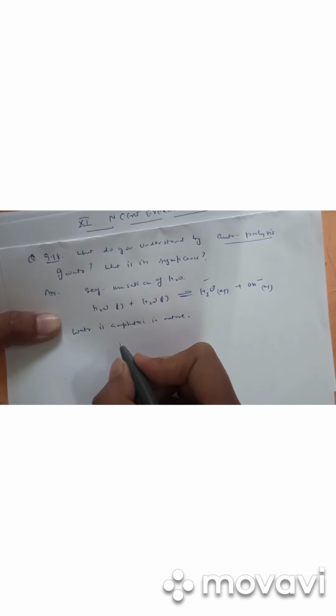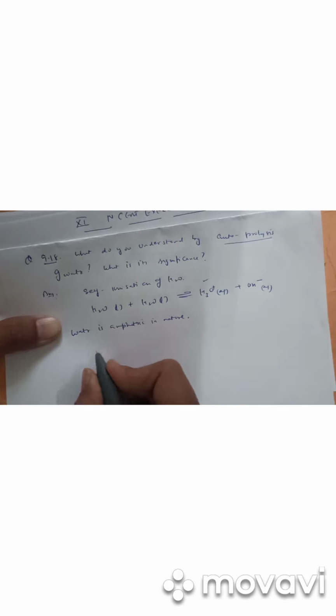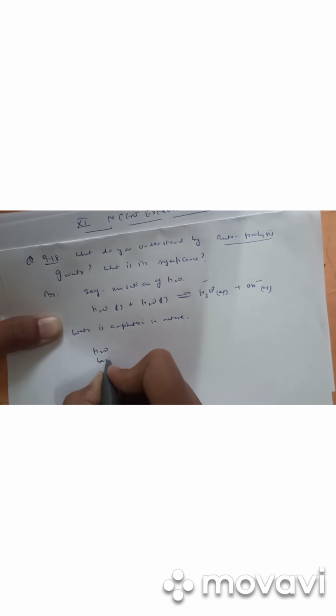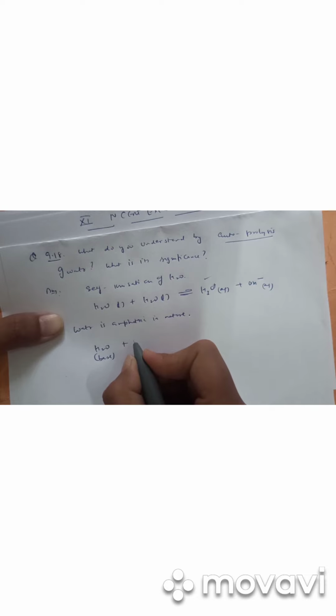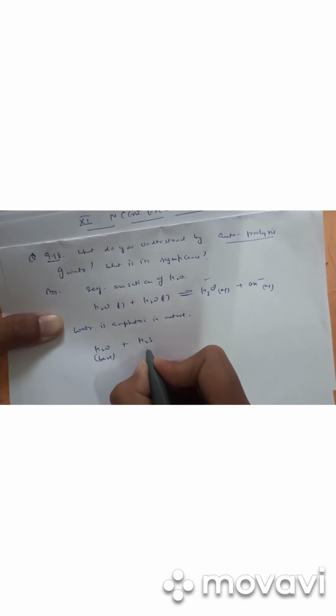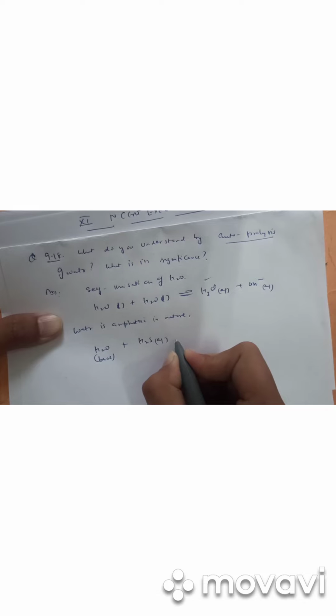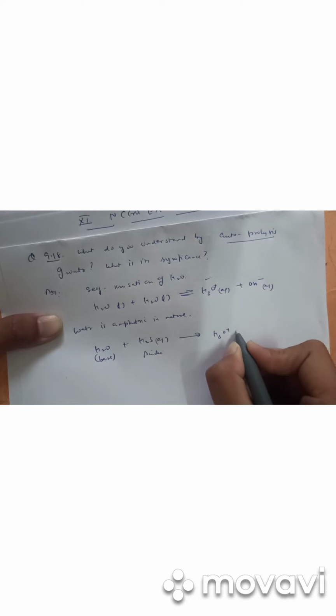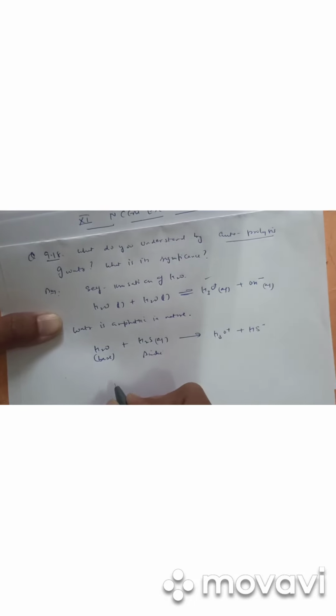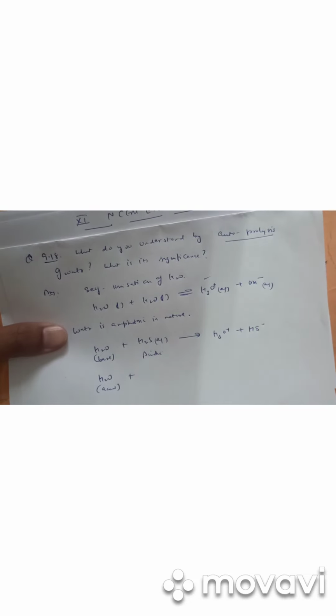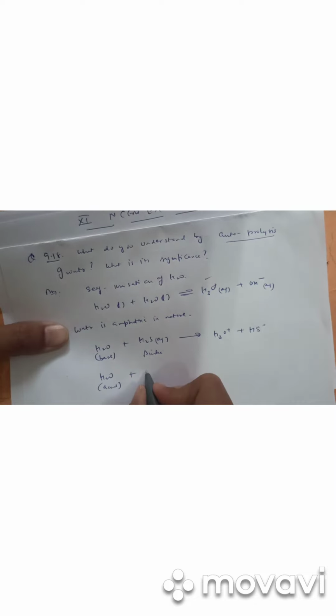it reacts both with acid as well as base, and it behaves as a base when it reacts with a stronger acid than itself. For example, hydrogen sulfide in the aqueous medium is more acidic, so it gives rise to hydronium ion and HS negative ion, and it acts as acid. Water acts as acid when it reacts with the base.